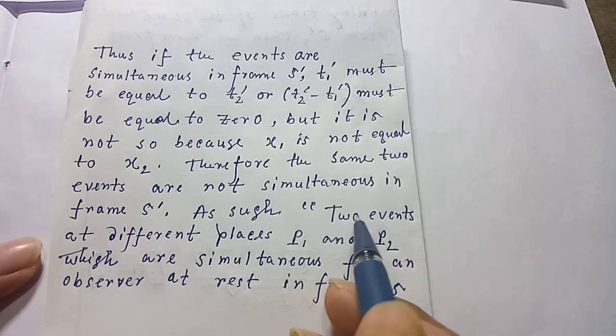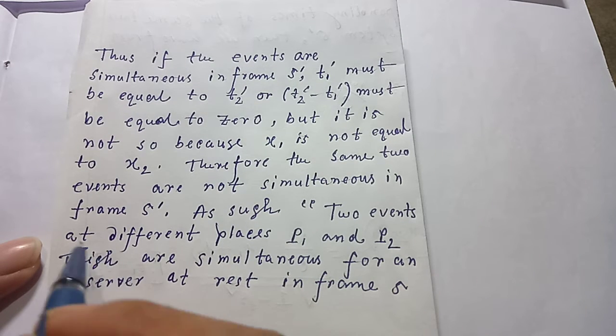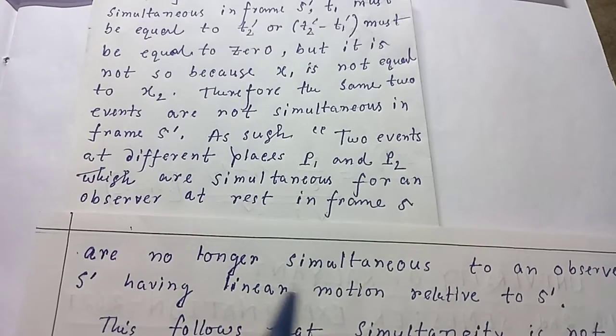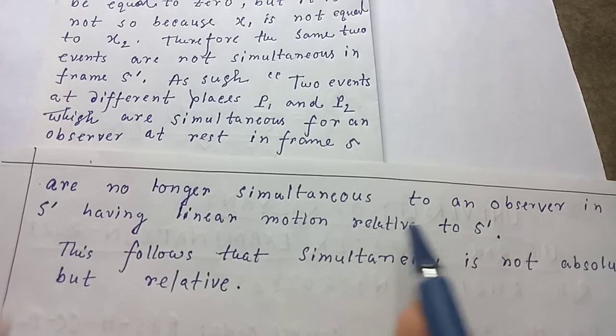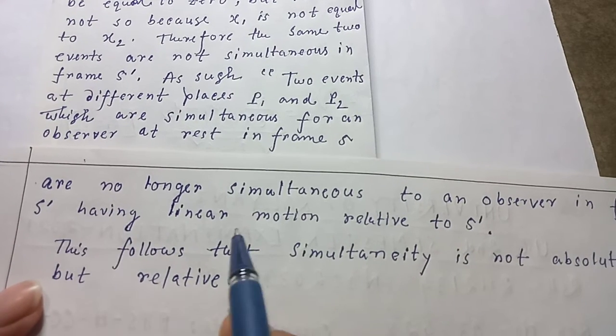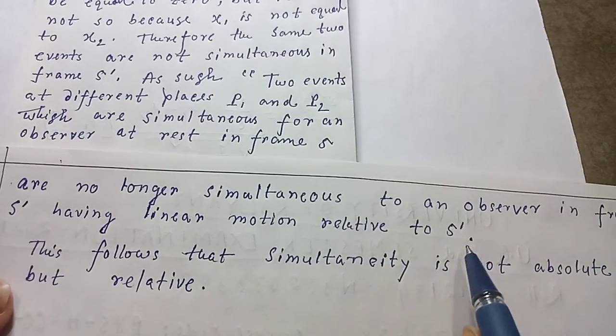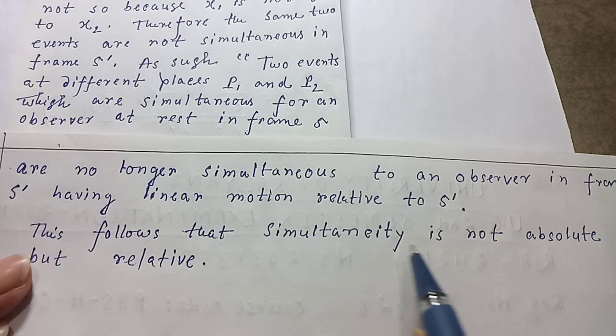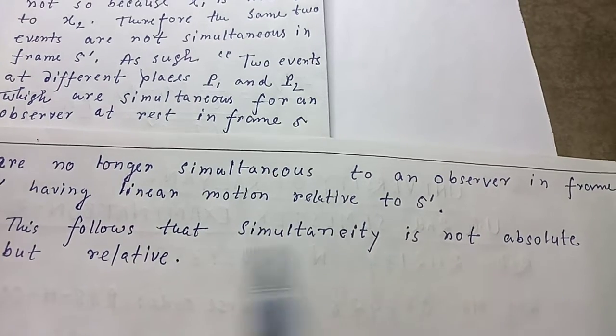Thus two events at different places P1 and P2, which are simultaneous for an observer at rest in frame S, are no longer simultaneous for an observer in frame S prime having linear motion relative to S. It follows that simultaneity is not absolute but relative.